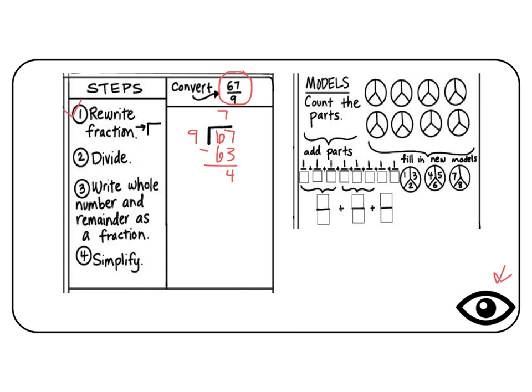So we wrote our division statement, we divided. Now we're going to write our whole number as the whole answer, and our leftover part, 4 out of 9. So the 4 goes on top, and the 9, which was our divisor and our original denominator, stays the same. So this number, written as a mixed number, would be 7 and 4/9.